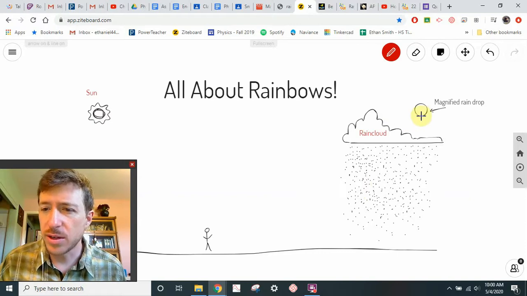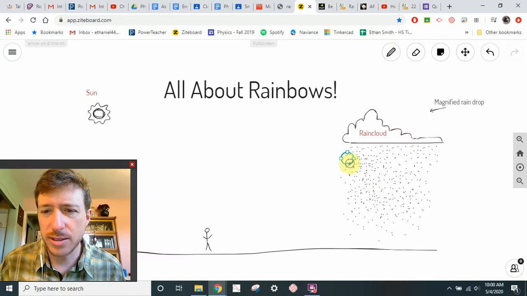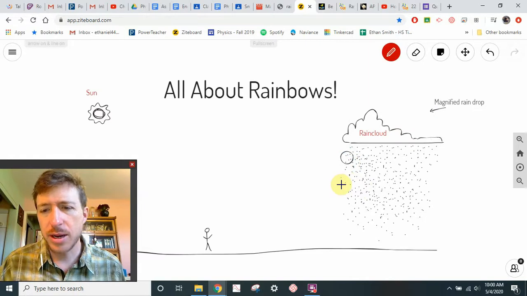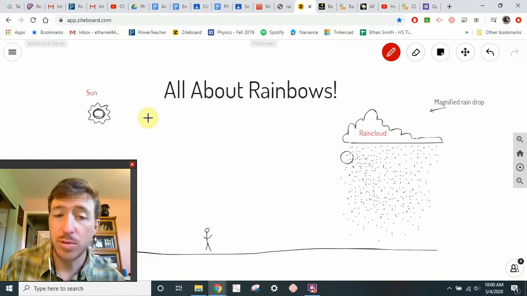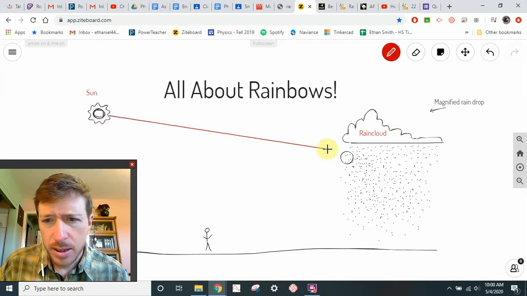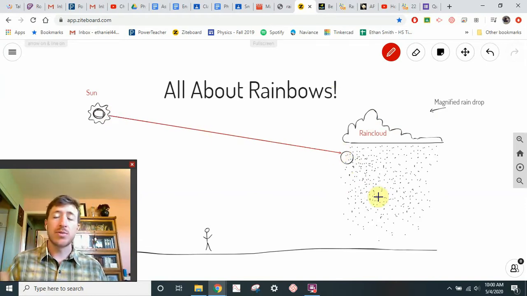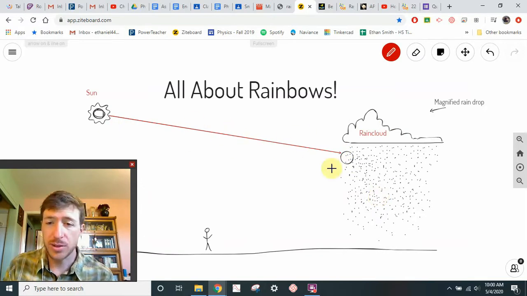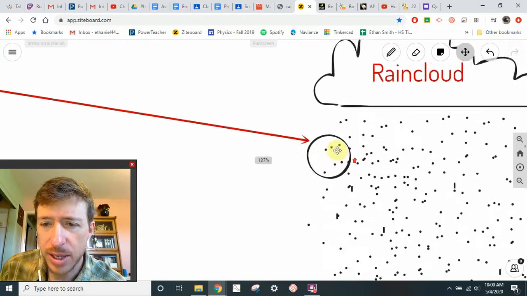One thing you may have noticed is that there has to be something going on with these raindrops. Now this is what a raindrop actually looks like. It's pretty much just a circle. So I'm going to move my magnified raindrop to the front of the rain cloud. If we think of it, we have light rays coming from the sun that are coming down, and they are striking these raindrops. And as we know, when light goes from one medium to another, so from air to water, something can happen.